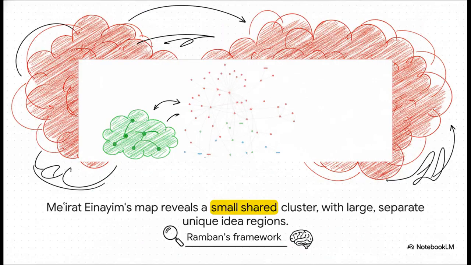intellectual worlds. And this map for another commentary called Mirat Ainaim shows that divergence perfectly. See that tiny little green cluster of shared words over there? Now look at that massive, completely separate cluster of red. That's all unique ideas. This is the visual proof of a much more independent thinker, someone who just barely touches on Ramban's framework before blasting off in a totally new direction.